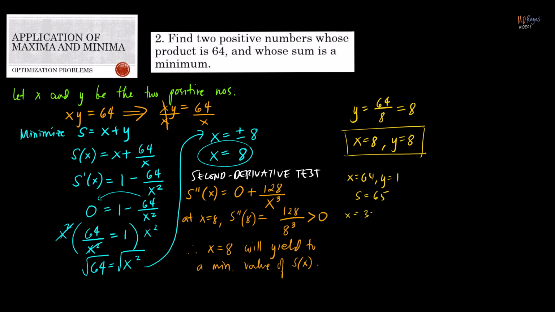Or if x is equal to 32 and y is equal to 2, their product is also equal to 64, but their sum is equal to 34, which is quite bigger than 16. Okay, you can try the other combinations also, and you'll see that the minimum sum for these two numbers whose product is 64 is 16, and this is how we choose those two numbers.